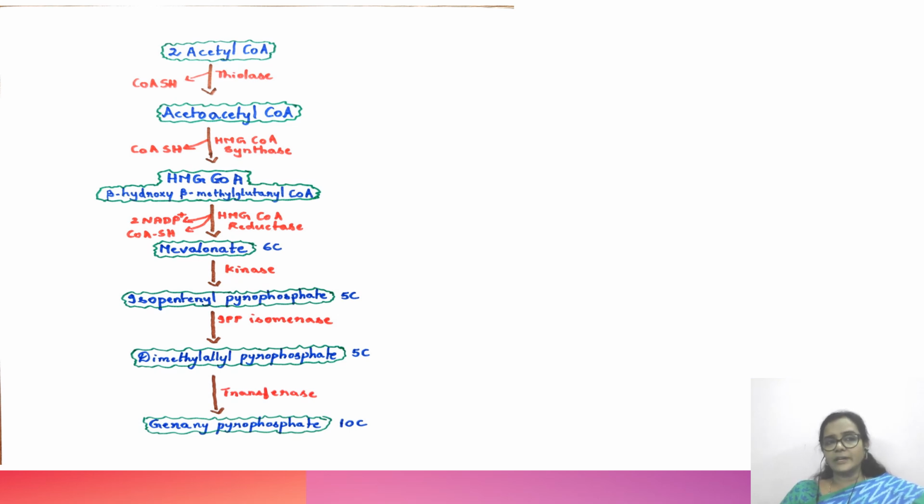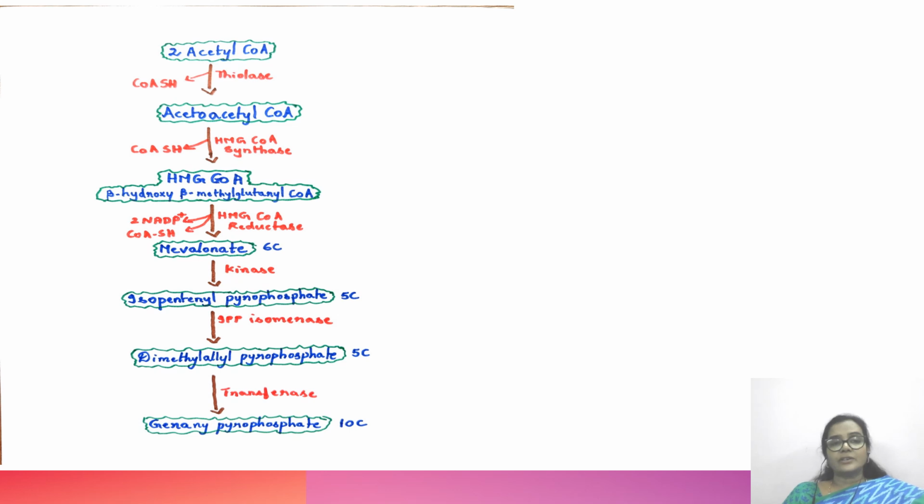And coming to the reactions, the very first reaction is two molecules of acetyl-CoA combine in the presence of thiolase enzyme and form acetoacetyl-CoA. This acetoacetyl-CoA condenses with one more molecule of acetyl-CoA and forms HMG-CoA. This reaction is catalyzed by HMG-CoA synthase. And HMG-CoA is beta-hydroxy beta-methyl glutaryl CoA.